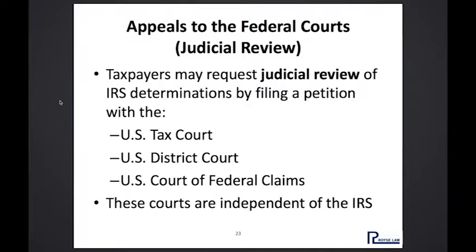All right, now we're going to be discussing appeals to the federal courts. So this would be in the second row of the overview, that was on slide 2. Appeals to the federal courts are known as judicial review, and the taxpayer may request judicial review of IRS determinations by filing a petition with the U.S. Tax Court, the U.S. District Court, or the U.S. Court of Federal Claims. And these three courts are independent of the IRS.